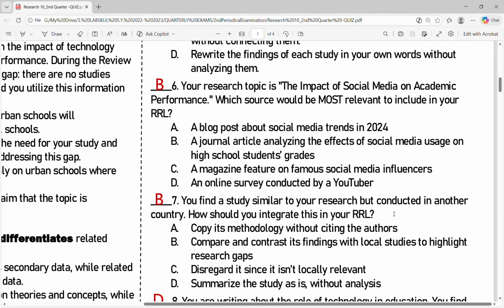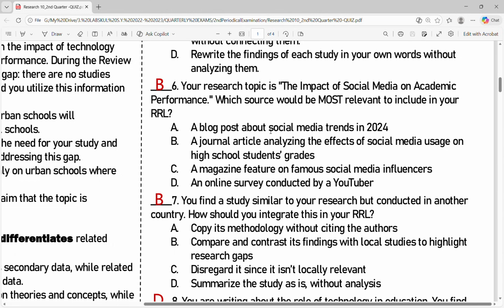Now let's proceed to number 6. Your research topic is the impact of social media on academic performance. Which source would be the most relevant to include in your review of related literature? So impact, meaning there's an effect maybe. That's the synonym for impact of social media on academic performance.